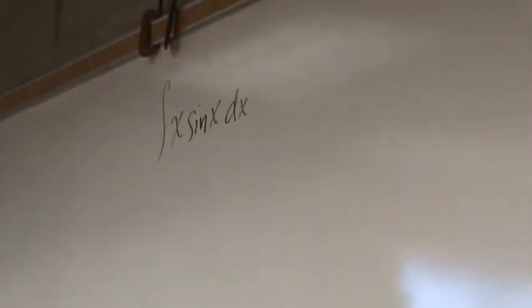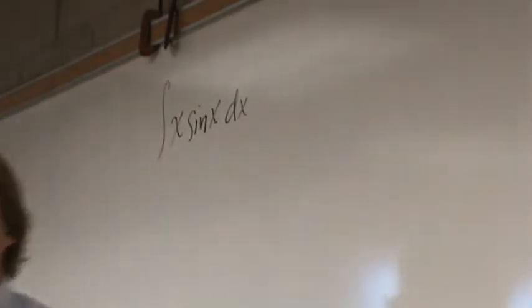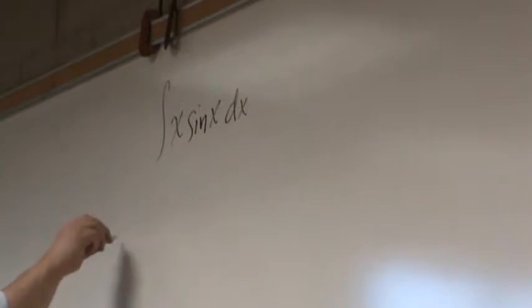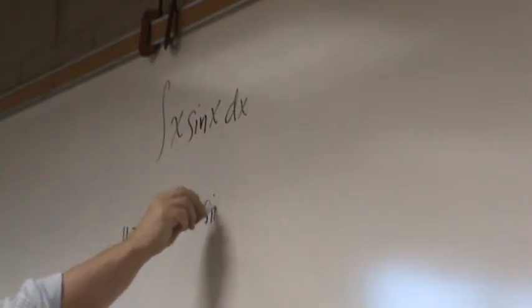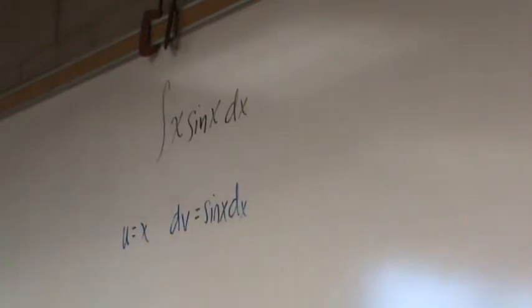Erase this so it doesn't fake you out. By now, I'm hoping everyone has chosen u to be x and dv to be sine x dx for precisely the same reasons why we made those similar choices on example 1.